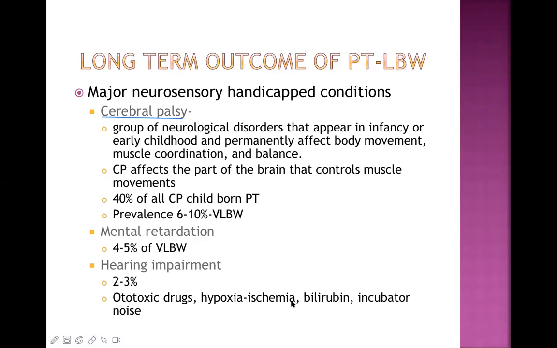Another is hypoxia ischemia. Excessive bilirubin deposition can cause hearing loss. If the neonate develops jaundice, and if it's not properly treated, it can damage the brain. And incubator noise. If the baby is kept for a long time inside the incubator, then also the hearing impairment may be there.